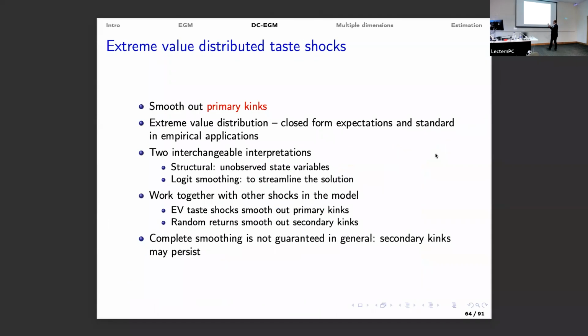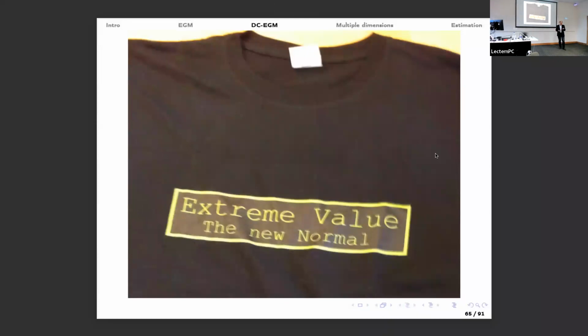All right, so let's also come up with something to smooth out this primary kink, this discrete choice kink. And of course, the solution is extreme value as the new normal. As you would learn. We should make this T-shirts, a certificate at completion of the DSE course.